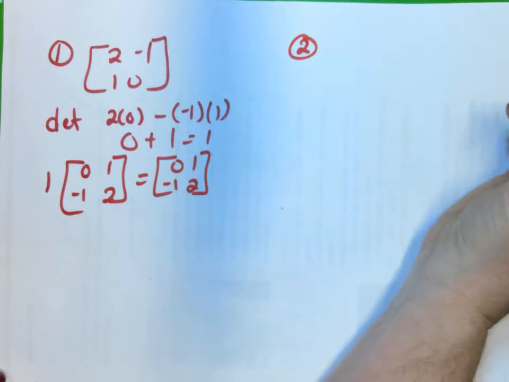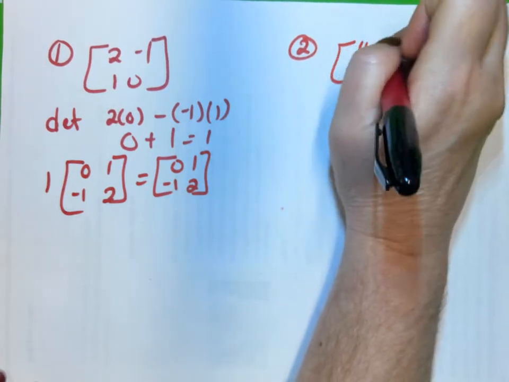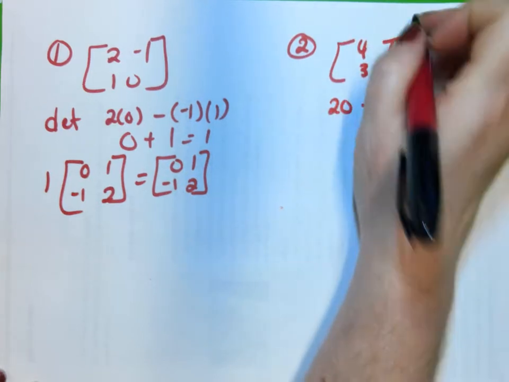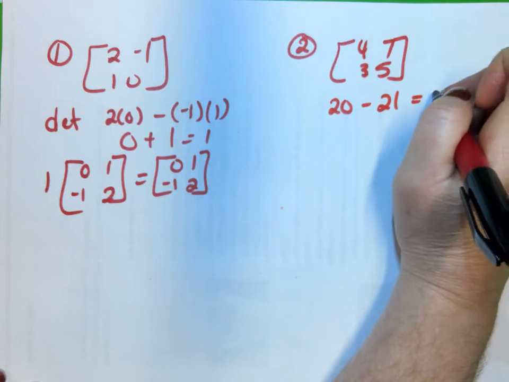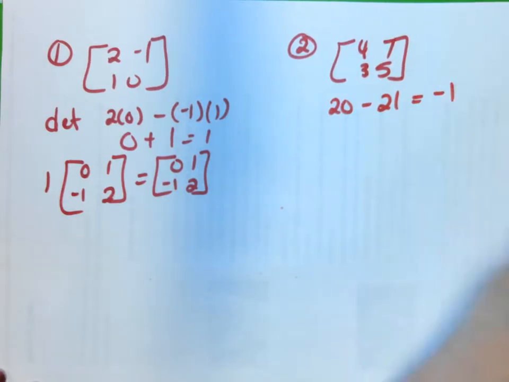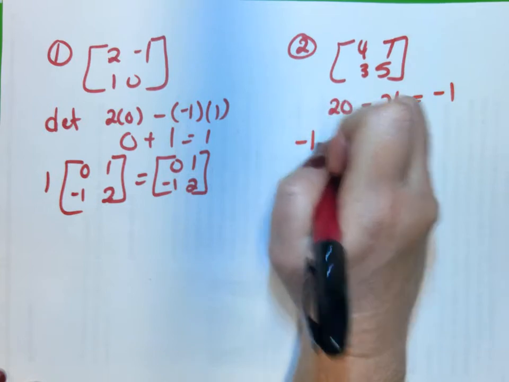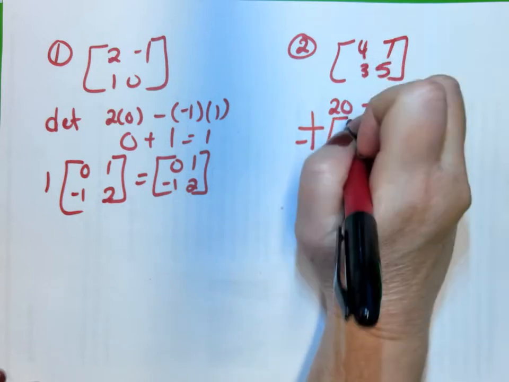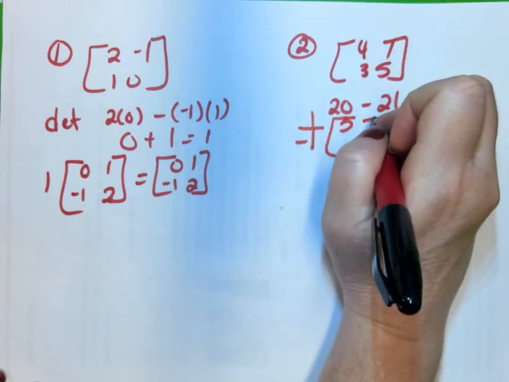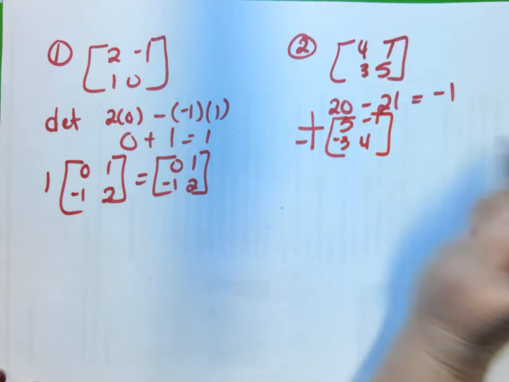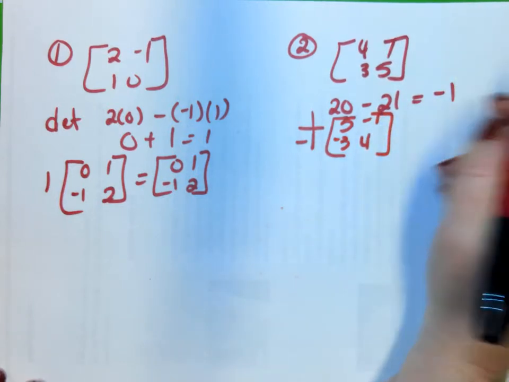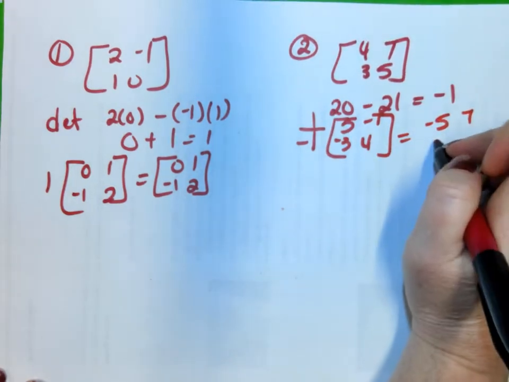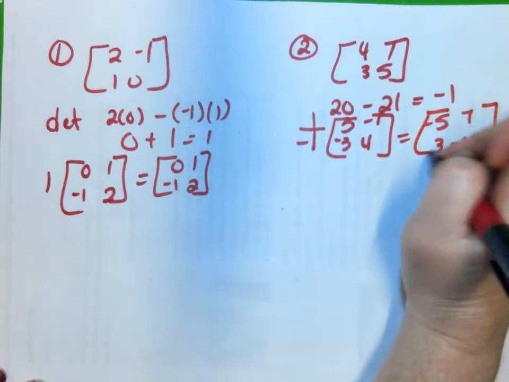Number 2, same problem. So we have 4, 7, 3, 5. First I find the determinant. 20 minus 21 gives me a negative 1. Negative 1 is not equal to 0. So negative 1, I'm sorry, it's 1 over negative 1, which is the same thing. I switch the numbers. I change the signs of the numbers. Don't switch them and change the signs. Just do one or the other. Okay. So that makes negative 5, positive 7, 3, negative 4, final answer.